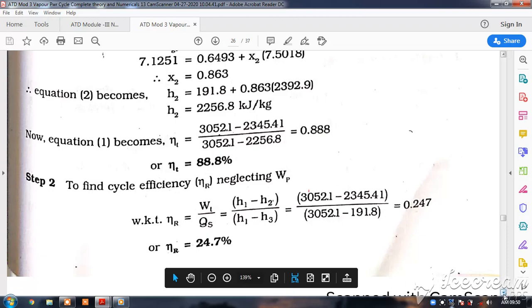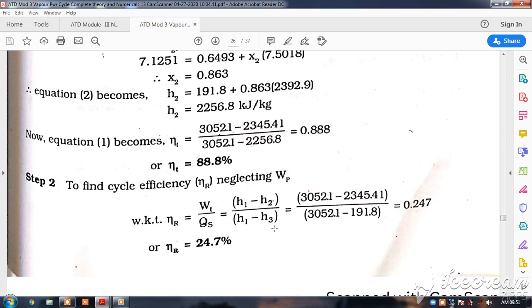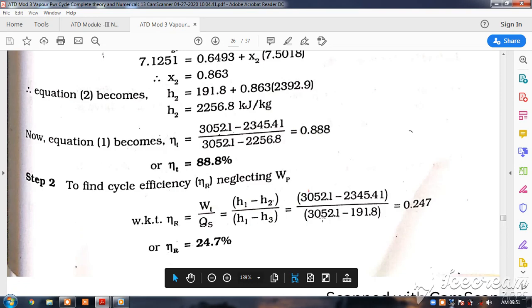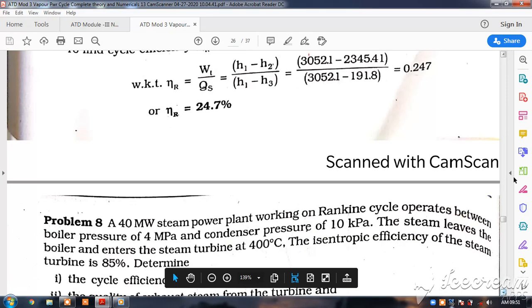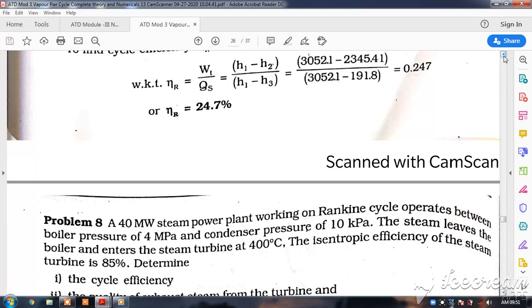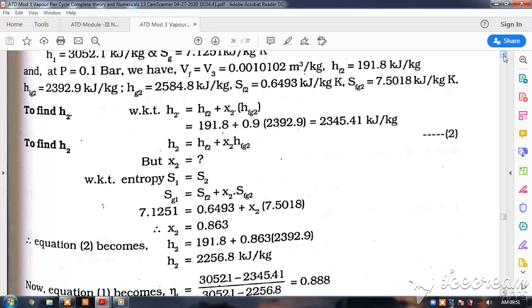Now you have to find the cycle efficiency. So the Rankine efficiency is equal to turbine work divided by heat supplied, that is H1 minus H2 dash divided by H1 minus H3. So H1 is known, H2 dash is known, H3 is known. So you get the efficiency as 24.7. Okay, this is a very simple and straightforward problem because he has given the dryness fraction at the end.